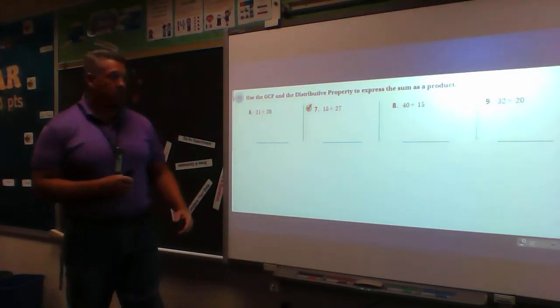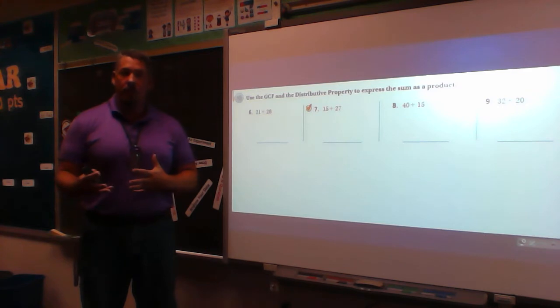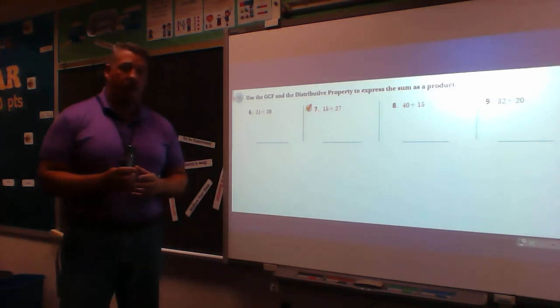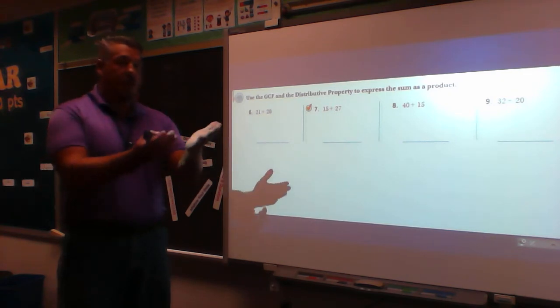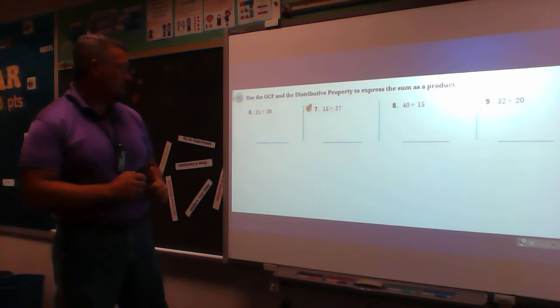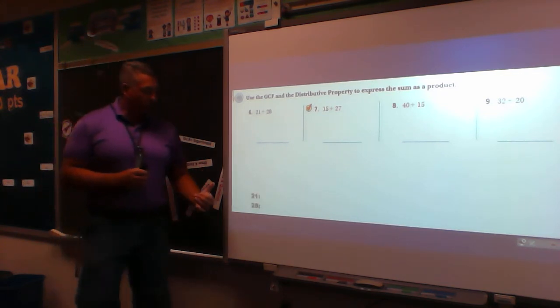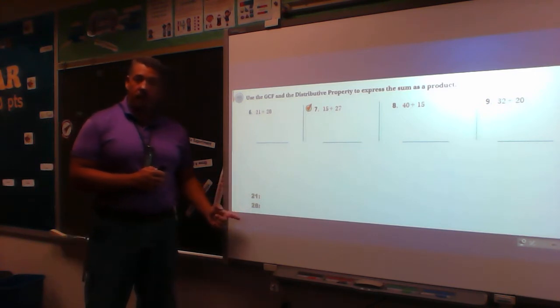So then that takes us to the second half of the lesson, which is the distributive property, that new thing. We have to find the greatest common factor between the two numbers, and then we're going to take it out and leave what is left inside of parentheses. So as we work through it, finding the greatest common factors, we have to find the greatest common factor of 21 and 28.